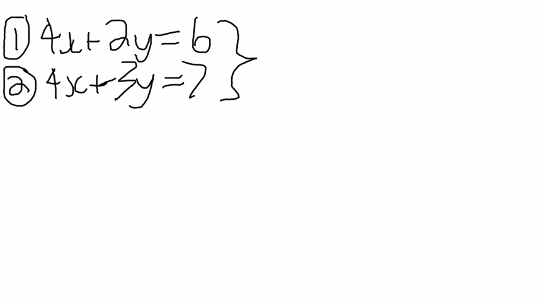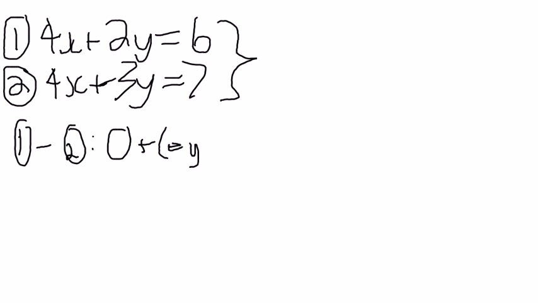So we'll subtract 1 from 2, or 2 from 1. So we'll just say 1 minus 2, because that's what we're doing. Just put a colon after that or whatever. So I subtract those, so 4x minus 4x is 0, which you can just put 0 there, because there's nothing there. Then we want to subtract 2y and 3y, so we have negative y. And then that equals 6 minus 7, or negative 1. So 0 plus negative y is the same as negative y, equaling negative 1. Then you get y equals 1.